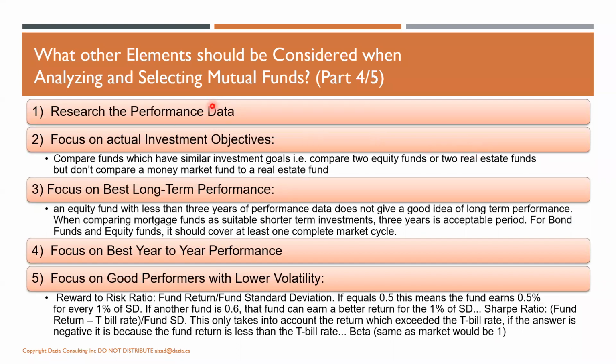Okay, so a little more detail about those steps we just mentioned. When we're talking about objectives, you're looking at two equity funds or two real estate funds. Don't compare a money market fund to a real estate fund. Focus on long-term performance. Like I said, looking at 3 years return is usually a good idea. Focus on best year-to-year performance. Focus on good performance with low volatility.